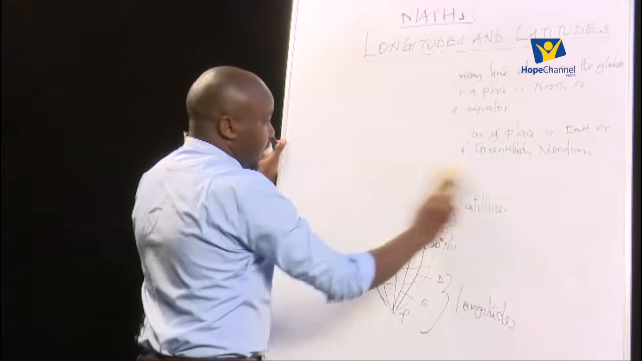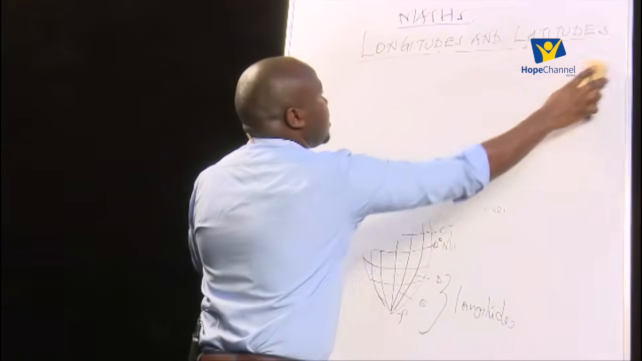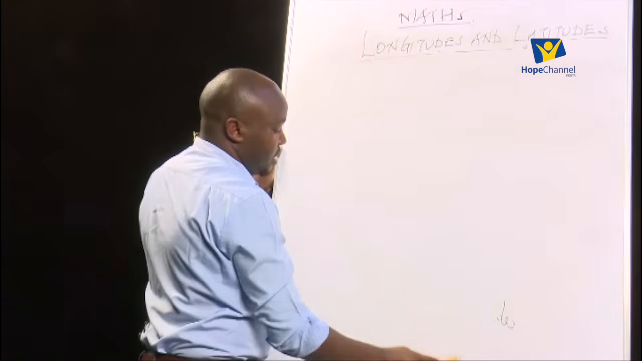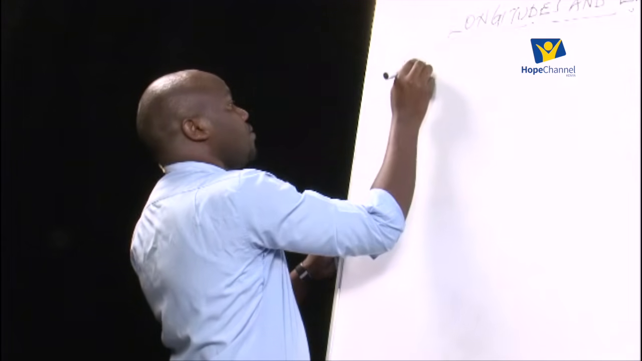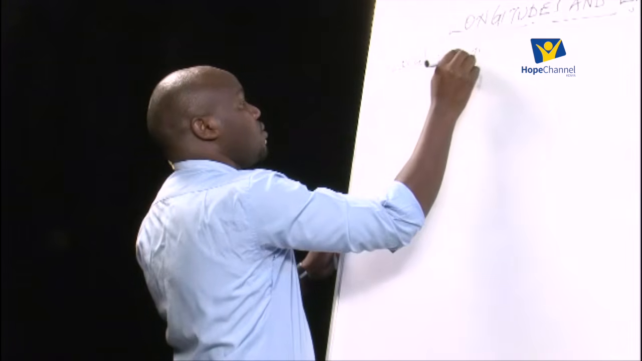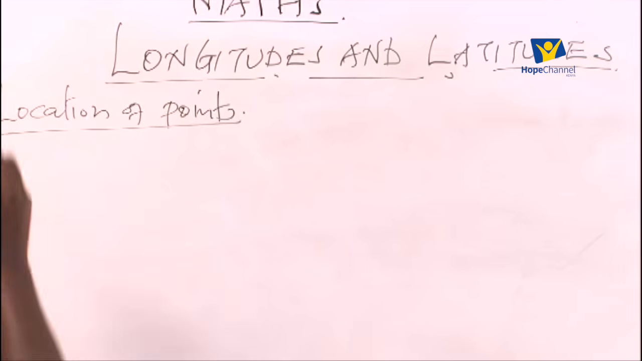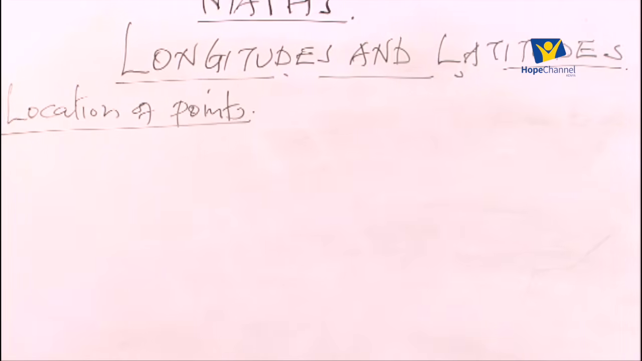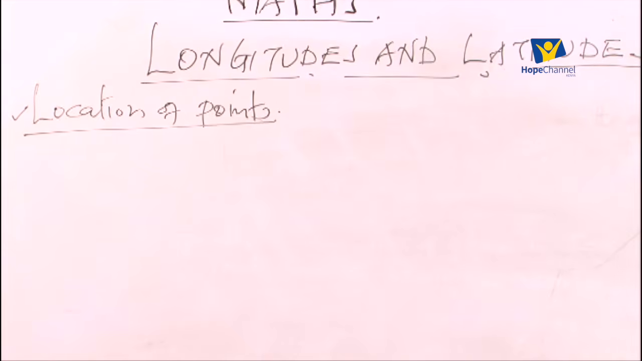Now, under this topic, we shall be able to calculate distances of different points. We are going to calculate distance from different points on the globe. And before that, I'm going to start with the location of points. That's the first subtopic under longitudes and latitudes. How do you locate a point on the globe?